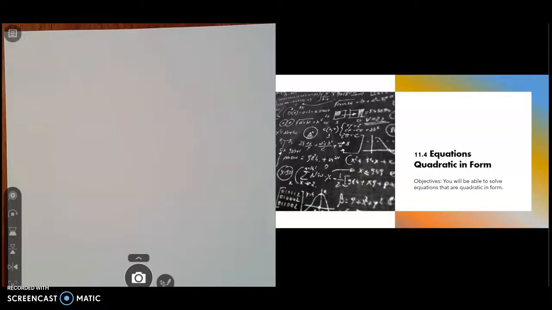Hi, welcome to 11.4, Equations Quadratic in Form. So the hope is by the end of this, you all will be able to solve equations that are quadratic in form. So these are equations that aren't necessarily quadratics when they begin, but they have the same form and we can use the same methods to solve them.